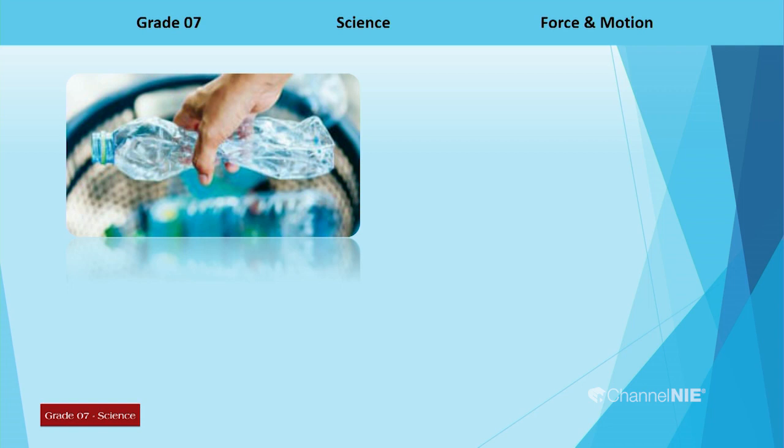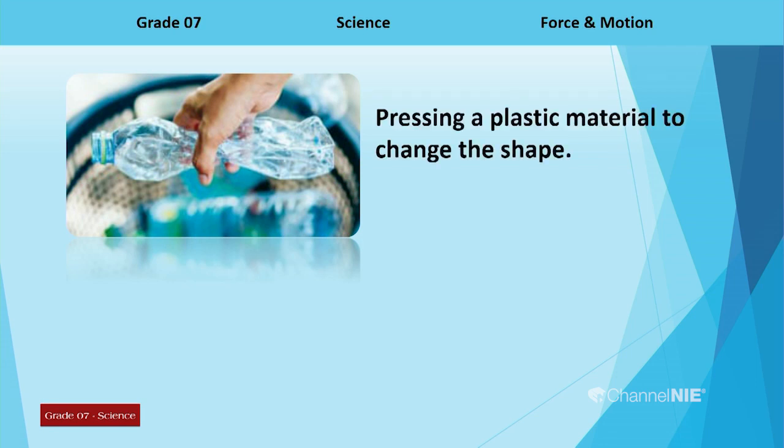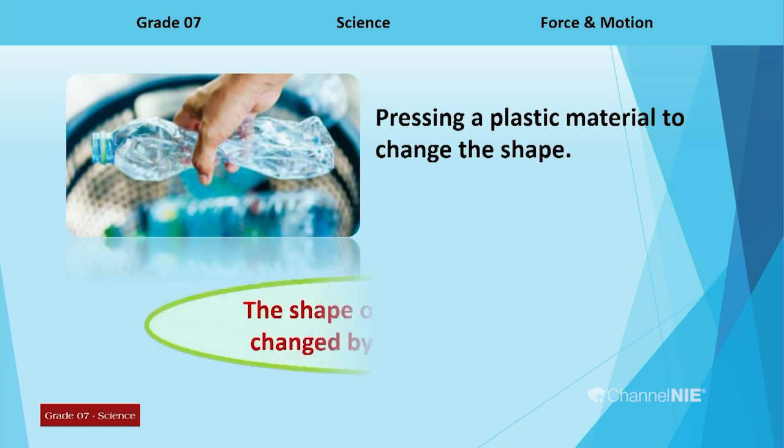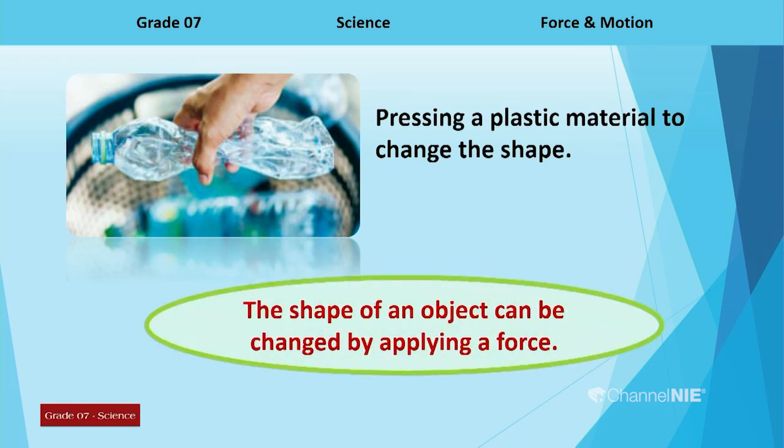In this picture, you can see how to press a plastic bottle by applying a force. Pressing a plastic material changes its shape. The shape of the plastic bottle can be changed temporarily by applying a force. The shape of an object can be changed by applying a force.